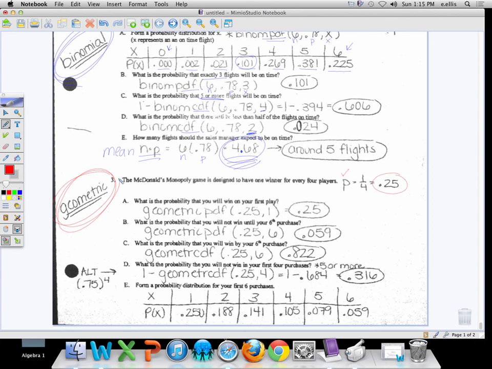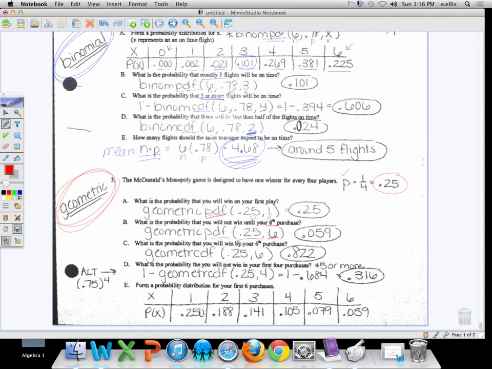Part A, what is the probability that you will win on your first try? That's exactly one try. So PDF, success is 0.25, our X value is 1. So 0.25 is your probability. Part B, what is the probability that you will not win until your 6th purchase? Okay, so you could win on the 6th one. So we're going PDF, and then 6 is our first win, so 0.059.